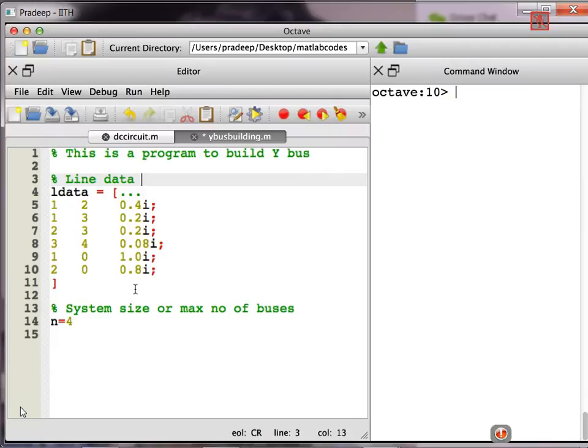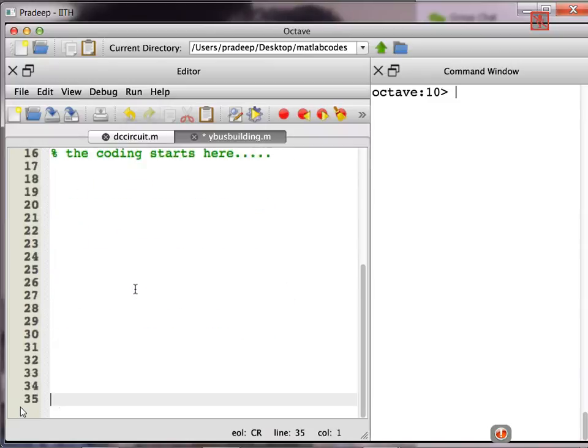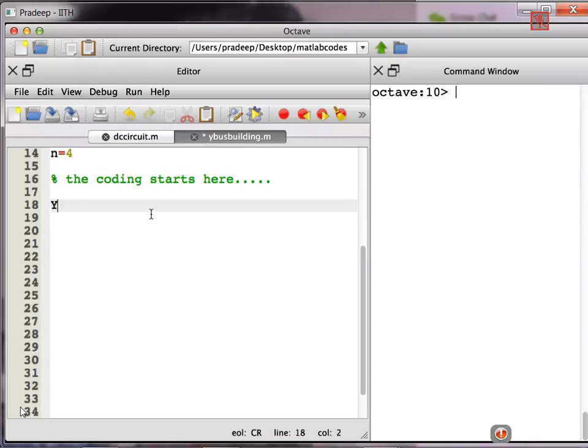I think I already explained it, so let's not worry about it. So here, the coding starts here. So the above part is nothing but the system data and the below part is the actual coding. So what I'll do is I'll just write y bus equal to zeros n comma n.